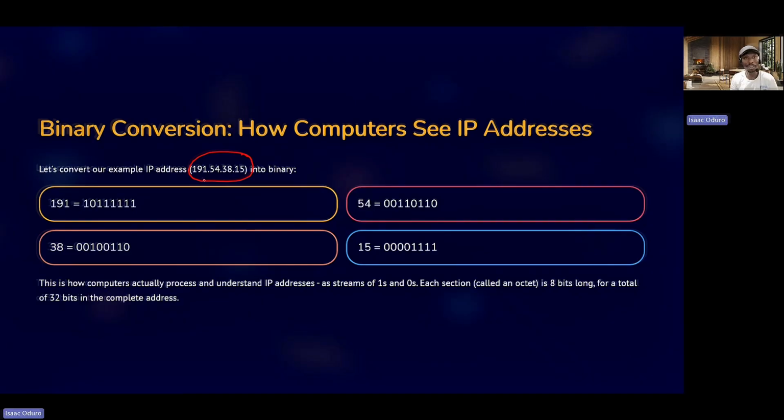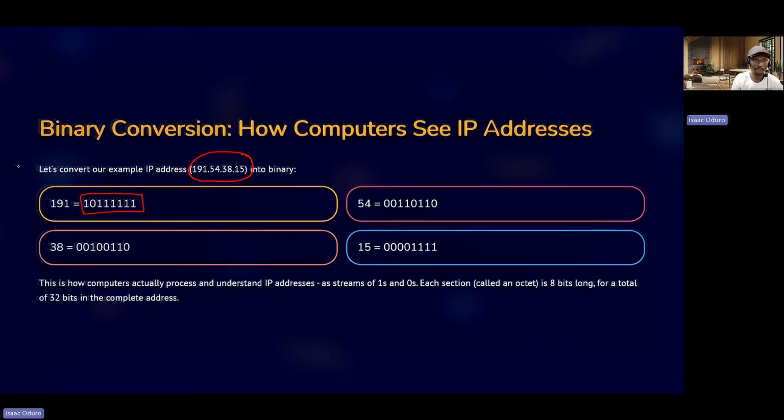I said computers speak only binary language. So if you type 191, the device sees it to be like this. It converts the 191 into binary so that it can be read and other devices can understand. So how do we get this? Let me explain and teach you the magic for getting all this.